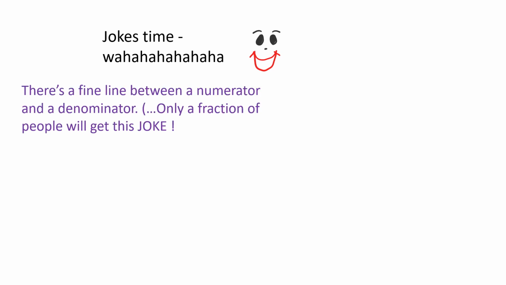Right, the first one. There's a fine line between a numerator and a denominator. Do you get it? Doesn't matter if you don't get it, because only a fraction of people will get this joke. Right, never mind. Let's try another one, okay? Don't give up. Just that when you do math, and if you don't get the answer, don't give up. Just keep doing it. Second one.